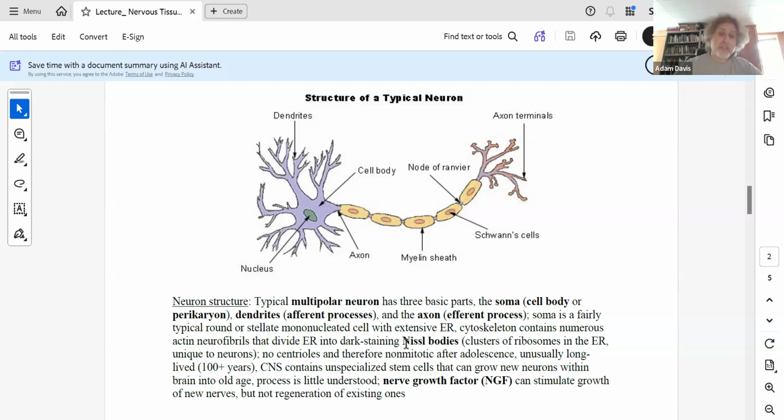One thing that is notably absent in neurons: neurons do not have centrioles. And as a result, you might recall from your Bio 1 class, centrioles are the organelles responsible for separating chromosomes during cell division. Because centrioles are not present, neurons are non-mitotic. They cannot engage in cell division.